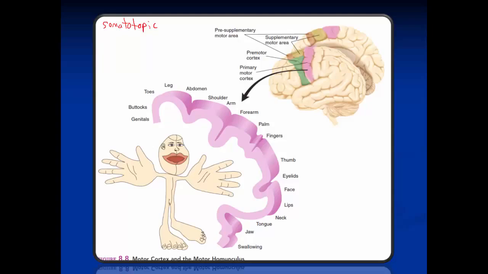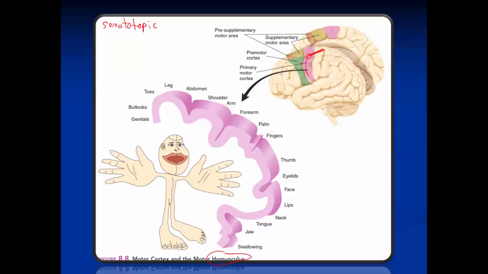So that's exactly what we have here. Instead of a sensory homunculus, we've got a motor homunculus. So if we look at the precentral gyrus, also known as the primary motor cortex, and let's say we stuck an electrode in here and stimulated this area here, we would look to see what moved. And by doing that all across here, we can develop a map.